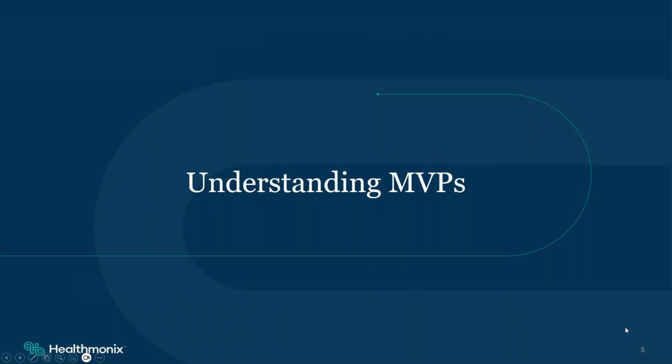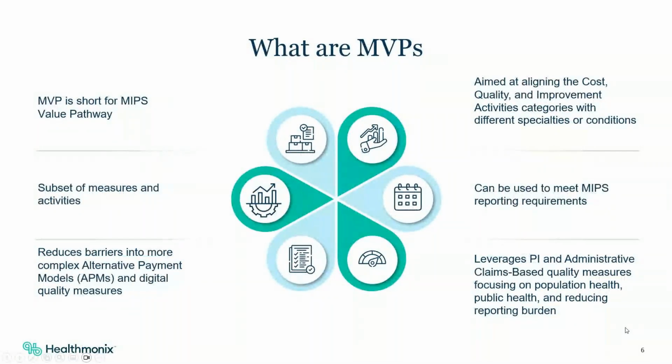So understanding MVPs. What are MVPs? Well, MVPs is short for MIPS value pathways. So we're all hopefully on this call very familiar with MIPS. This is a new pathway for organizations all the way down to solo practitioners to be able to report their quality, improvement activities, and promoting interoperability to CMS. It's a subset of measures, so we're shrinking the number of measures that you can report in each MVP. It reduces barriers to the more complex APM models.